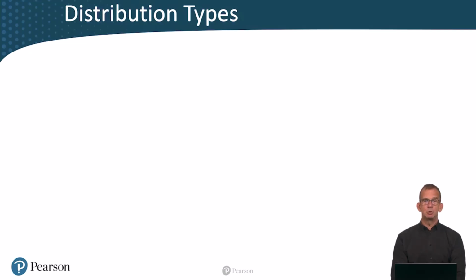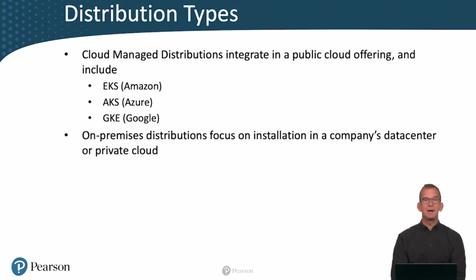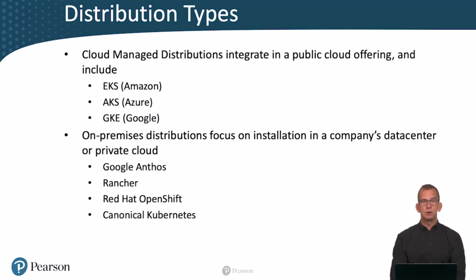Now, there are different distribution types. There are cloud-managed distributions, which integrate in public cloud offerings, and they include EKS, which is Elastic Kubernetes Service offered by Amazon, or AKS, which is Azure Kubernetes Service offered by Microsoft, or the Google Kubernetes Engine, which is offered by Google. These are convenient if you want to run Kubernetes in public cloud, but not everybody wants to do it, and that is why there are also on-premise distributions, which focus on installation in a company's data center or private cloud. And some on-premise distributions include Google Anthos, or Rancher, or Red Hat OpenShift, or Canonical Kubernetes.